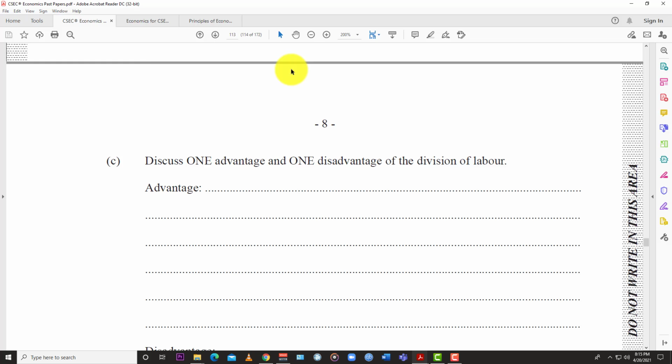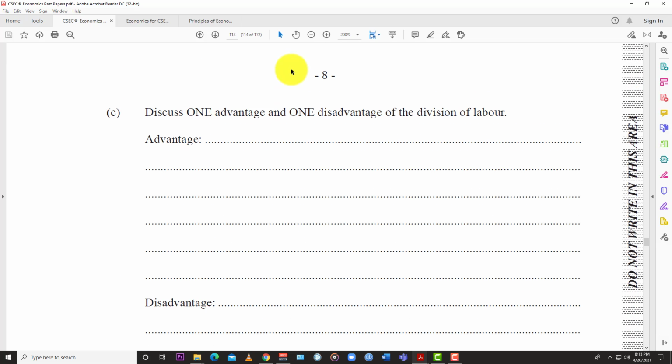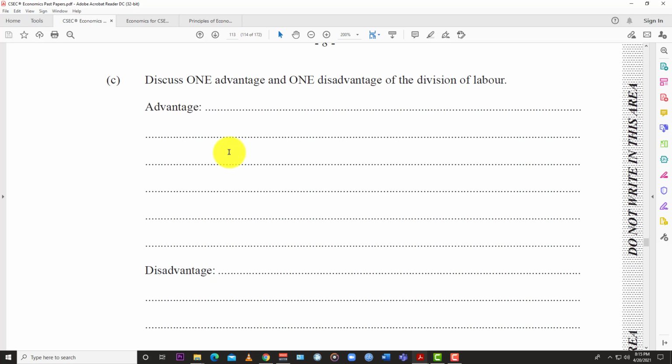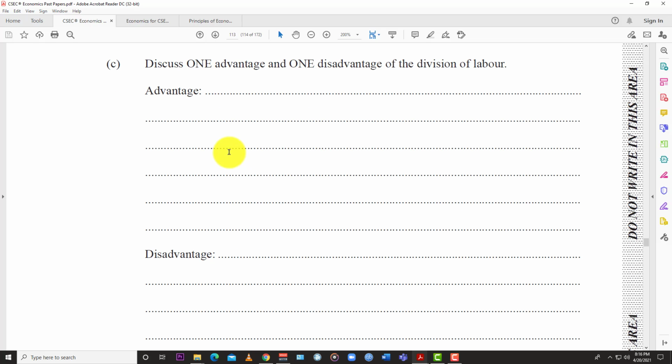Then we're moving on to C. This one is a 6 marker. Discuss one advantage and one disadvantage of division of labor, and we just discussed one of it, right? One disadvantage.